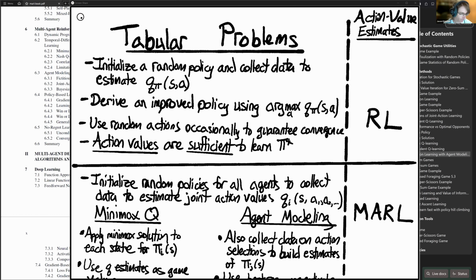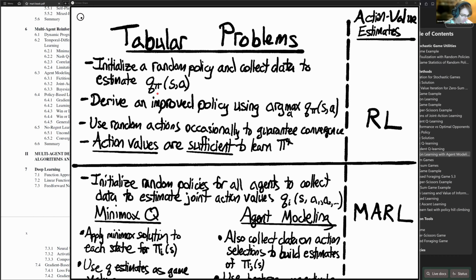So for normal reinforcement learning, the way this usually goes is you initialize a random policy. So you just have an agent behaving randomly in an environment, and you collect data from that policy. And you collect data on the state action values. So we're trying to compute the state action value for whatever policy we're currently using. We interact with the environment, collect data, and use either Monte Carlo sampling or some sort of temporal difference method to update our estimates for this.